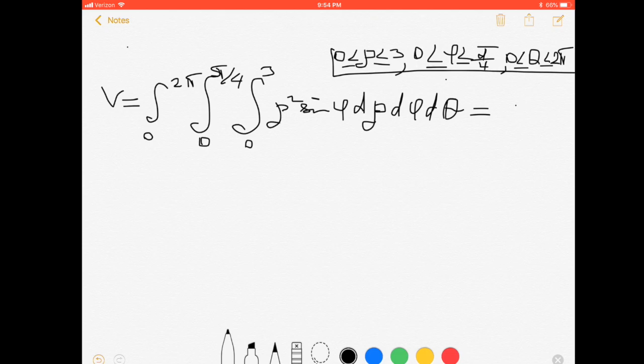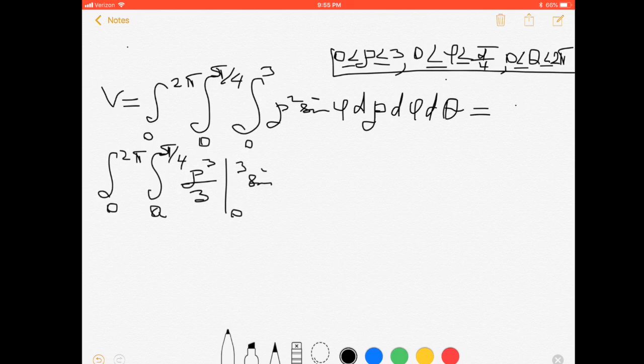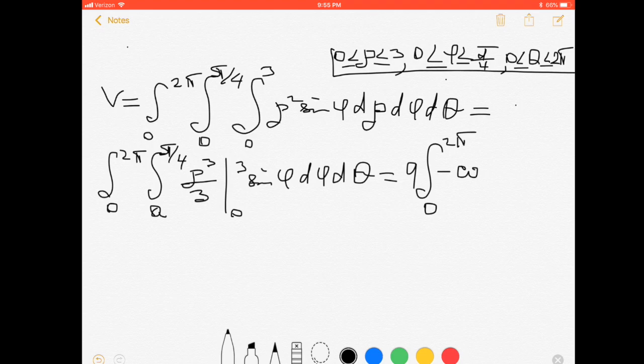And here we have the integral from 0 to 2 pi, integral from 0 to pi over 4. Rho squared gives us rho cubed over 3, and we need to plug in 0 and 3, times sine phi d phi d theta. If you plug in, you have 27 over 3, which means 9, and for 0 it will be 0. This means we have 9 times the integral from 0 to 2 pi, and then the integral from 0 to pi over 4 of sine phi d phi. Sine phi d phi will be negative cosine phi, and we plug in 0 and pi over 4.